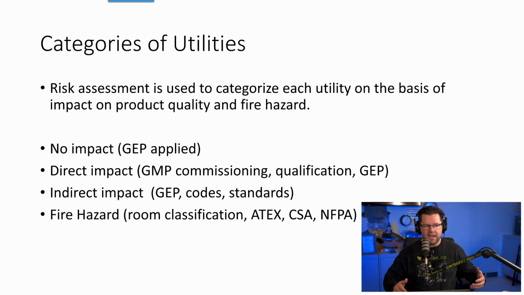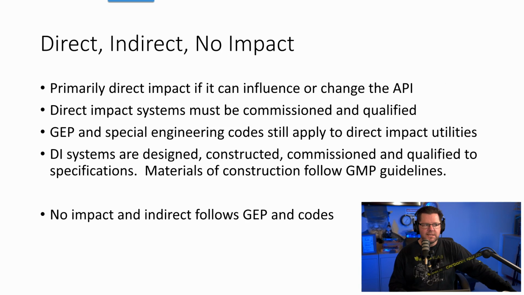Fire hazard, you might have a special GEP, things that you need to do like ATEX or CSA or NFPA guidelines that you're applying to your utilities. Like I said, the direct impact has a direct impact. It can influence or change the API. Direct impact systems must be commissioned and qualified. And GEP and special engineering codes still apply to direct impact utilities. DI, and that's not DI water, guys.